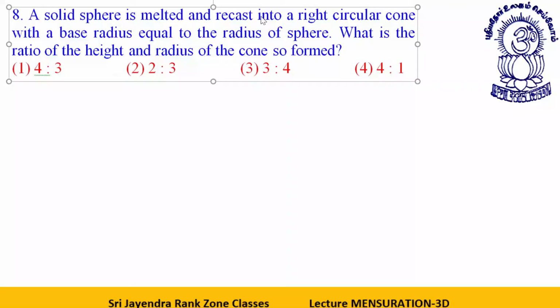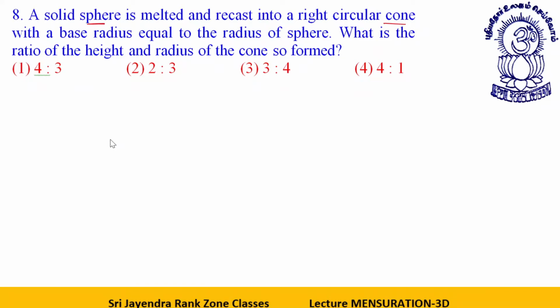A solid sphere is melted and recast into a right circular cone with a base radius equal to the radius of the sphere. Okay, a sphere is melted and recast into a cone. What is the ratio of height and radius of the cone so formed?